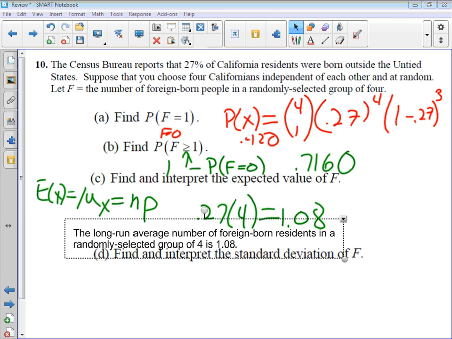Okay, so you would say the long-run average of the number of foreign-born residents in a randomly selected group of 4 is 1.08. So now we have to find the standard deviation.